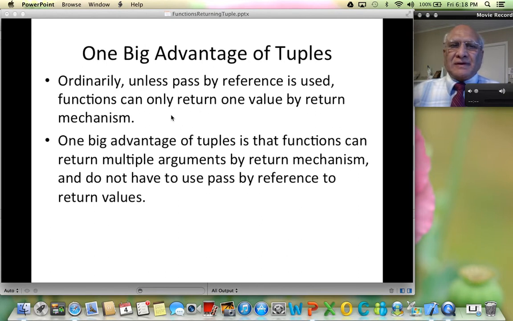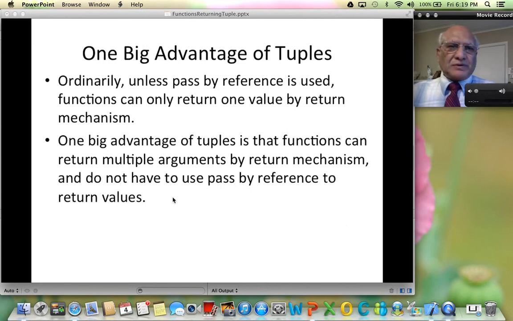You can add pass by reference to return additional values. But the big advantage of tuples is that functions can return multiple values by return mechanism because they can return a tuple which has many parts to it, many data stored in it. And we do not have to use pass by reference to return values.